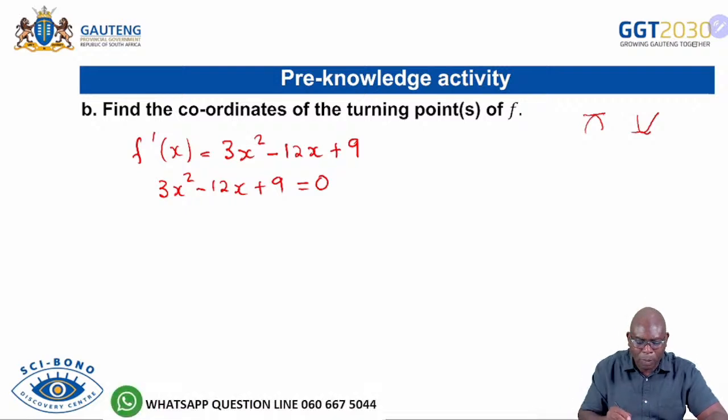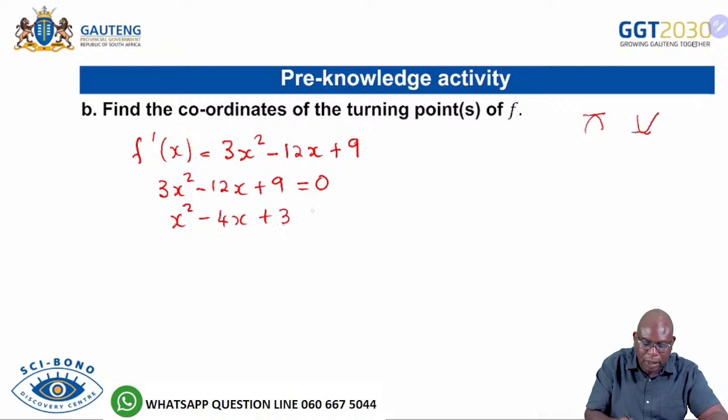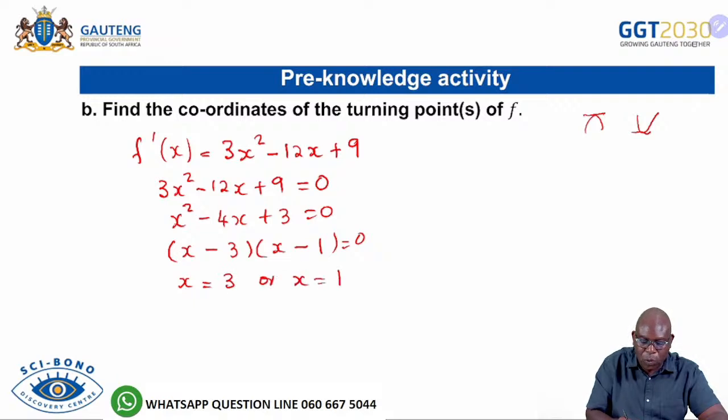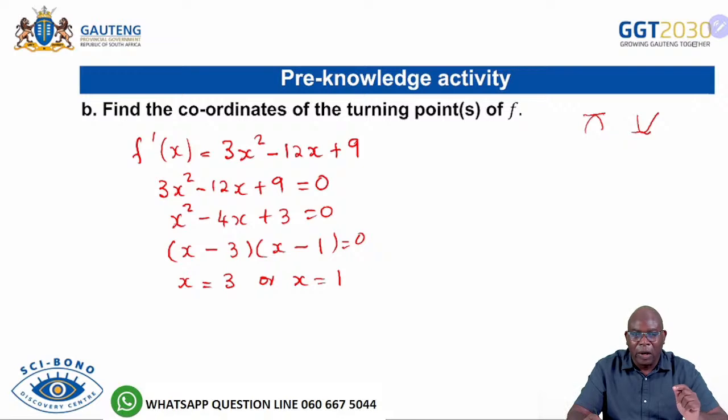Right. Now, in this one, I can divide throughout by 3. So I'll get x squared, I just want to quickly simplify that, minus 4x, then plus 3 equals to 0. Then I factorize this. Then I'm going to get x minus 3 and x minus 1. Okay, and then the x values are going to be x equals to 3 or x equals to 1. But I'm not done. What do I need? I need coordinates.